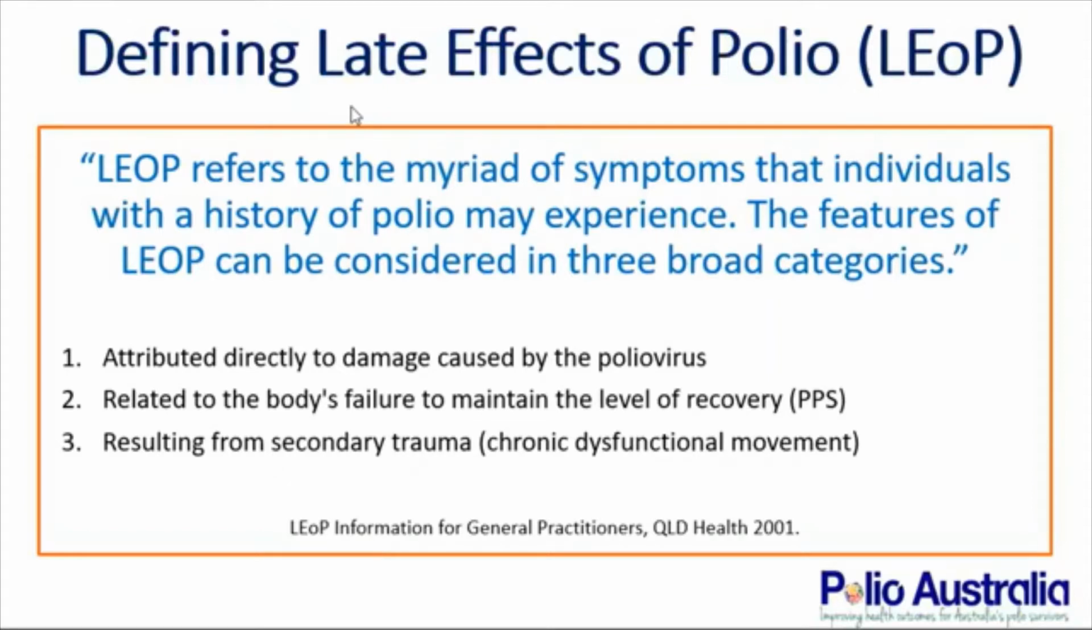The third item, features resulting from secondary trauma. These are things like repetitive stress injury from having dysfunctional movement for decades. Things like arthritis developing in a lower extremity, ankle or knee joint from dysfunctional motion. An example fairly common is chronic use of a wheelchair or crutches, causing carpal tunnel syndrome or shoulder dysfunctions.